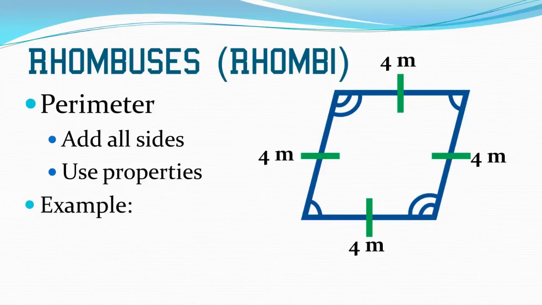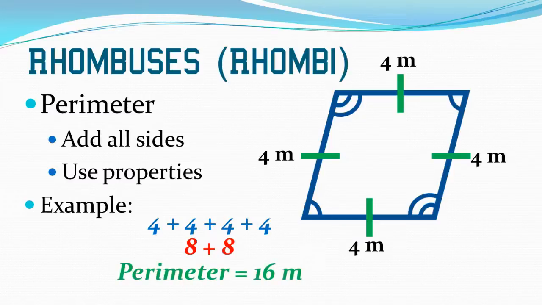Now, since all 4 sides are the same, I could just multiply that one side by 4 or add up all of the sides. That's the most consistent way of finding the perimeter. Find all your sides using your properties and then add them all up. 4 plus 4 plus 4 plus 4 gives us 8 plus 8, and 8 plus 8 is 16. Again, with a rhombus, I can multiply one side by 4 to find the perimeter. That would still give us 16 meters, as 4 times 4 is 16.